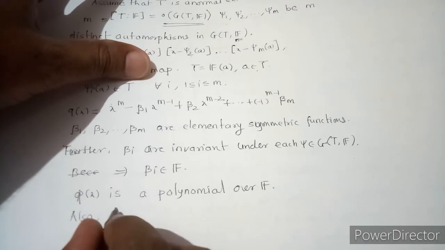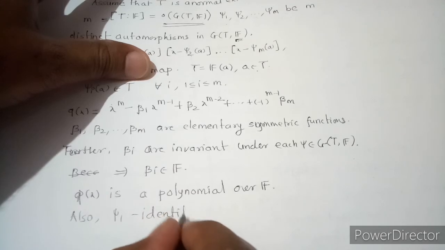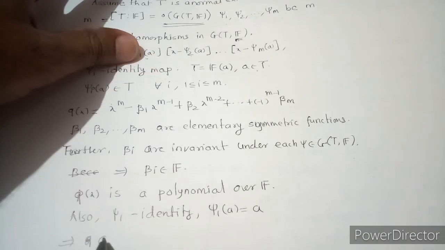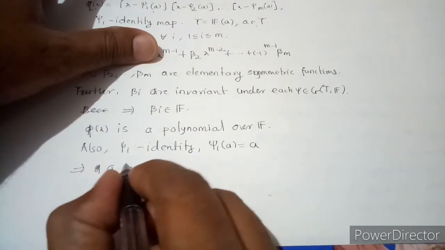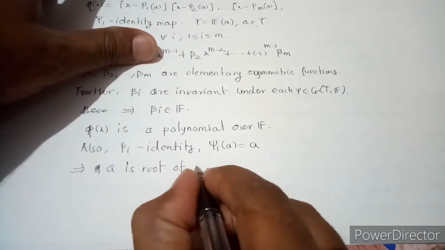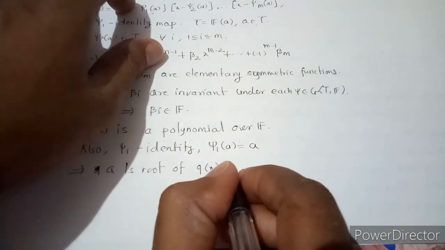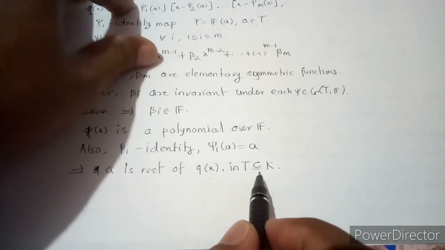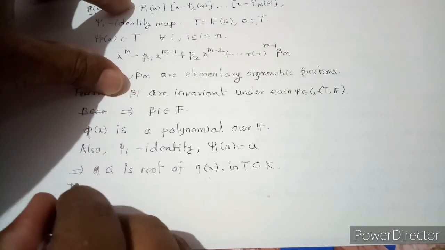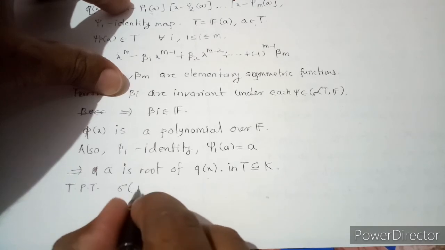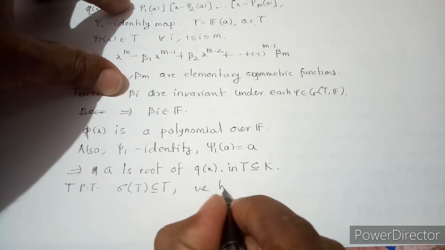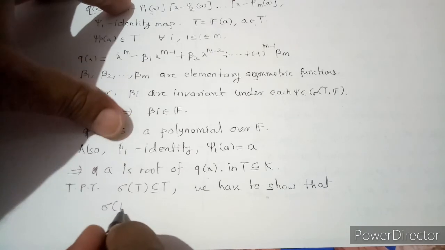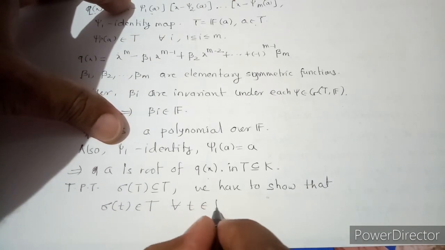Also, psi 1 is the identity, so psi 1 of a is a, which implies a is a root of q of x in T, and T is contained in K, so a is a root of q of x, which is in K. Now to prove that sigma of T is contained in T, we have to show that sigma of t belongs to T for all t belonging to capital T.